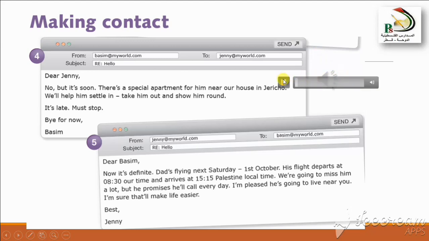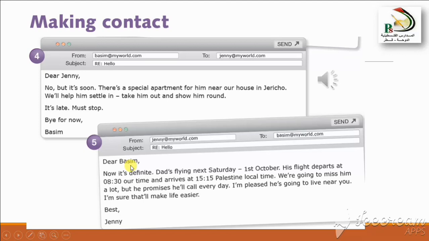Four. Dear Jenny, no, but it's soon. There's a special apartment for him near our house in Jericho. We'll help him settle in, take him out and show him round. It's late, must stop. Bye for now. Basim.